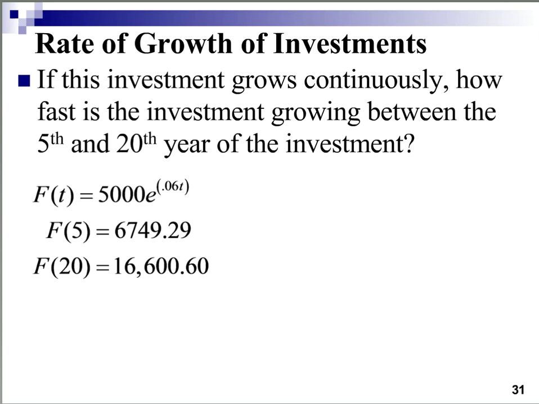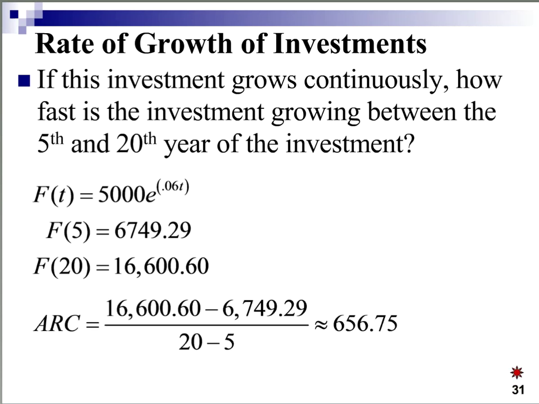So the function evaluated at 5 can be found either by using a calculator or by a spreadsheet or maybe even using the graphing software, but the future value at time 5 is about $6,749.29, and the future value at 20 years is about $16,600.60. So what we want to do here is keep in mind that this basically represents 2 points.